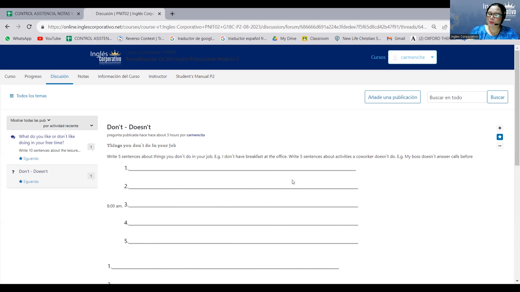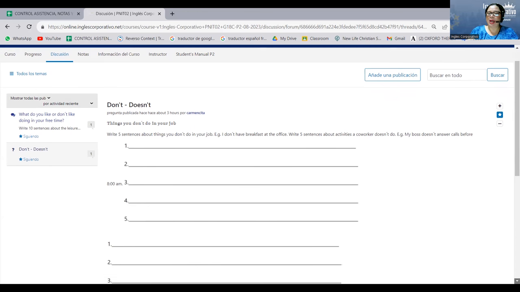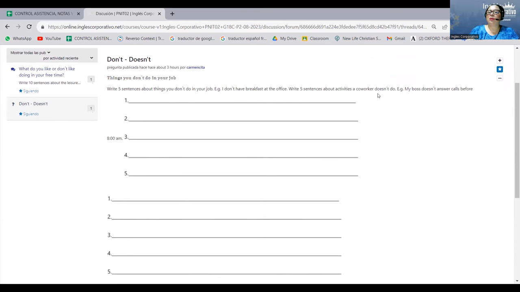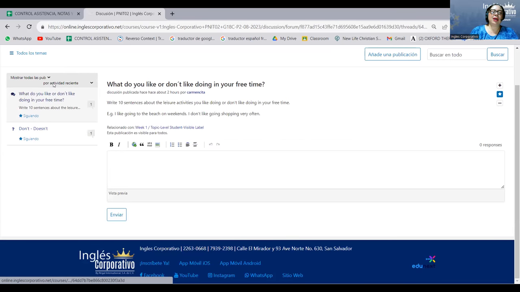Veamos. Después de eso, son 5 oraciones más en las que ustedes van a usar el doesn't. Van a ser oraciones de actividades que sus compañeros o un compañero de ustedes o su jefe no hace. ¿Ok? No es su responsabilidad hacer eso. Entonces, el ejemplo es, my boss doesn't answer calls before 8 a.m. Entonces, el primer set es de ustedes y el segundo set de oraciones es de un compañero. Vamos a ver en la siguiente actividad que tenemos acá.